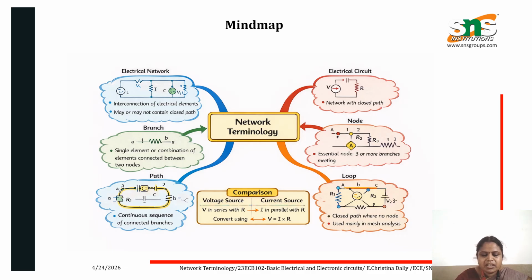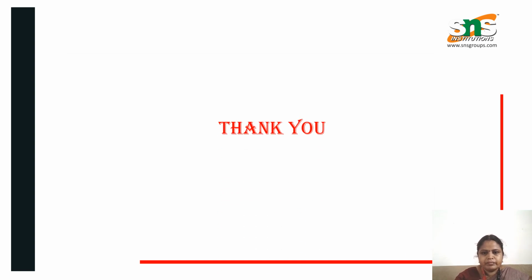What do we mean by a path? A continuous sequence of connected branches. And what do we mean by a loop? A closed path where no node is repeated. It will be used mainly in mesh analysis. While comparing the voltage source and the current source, the voltage source is in series with a resistance and the current source is in parallel with the resistance R. So we use the formula V equals IR. Thank you.